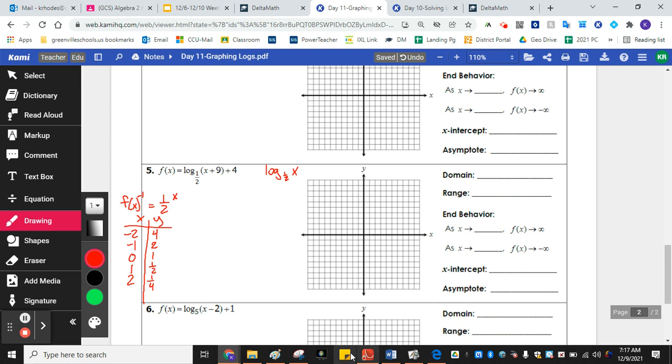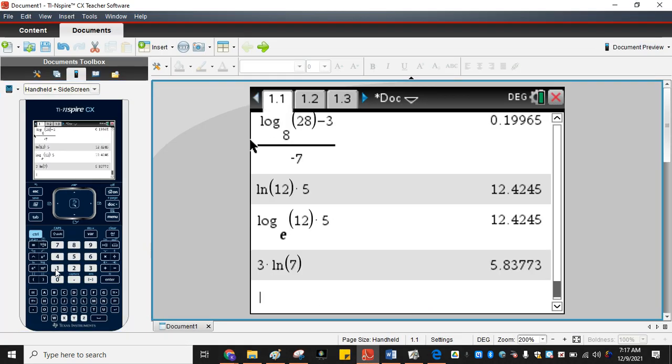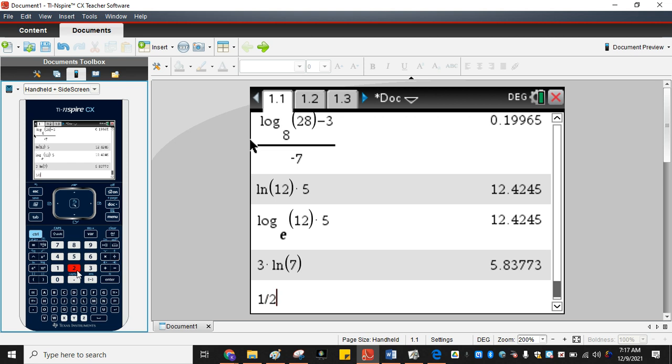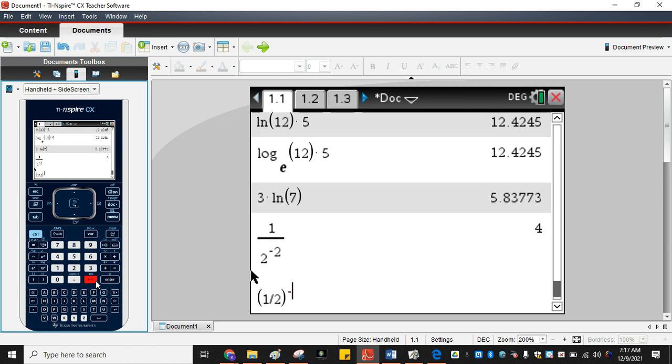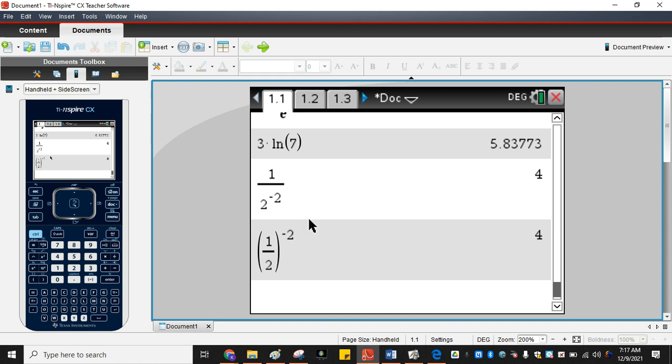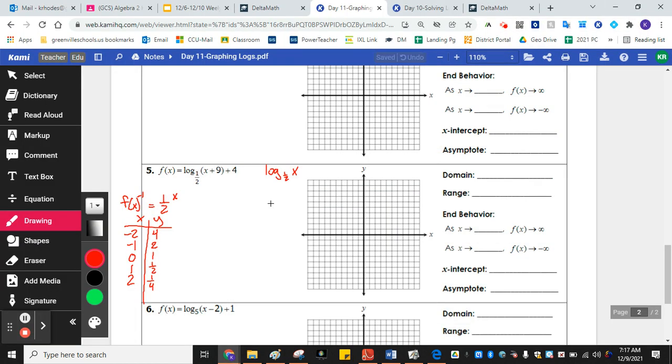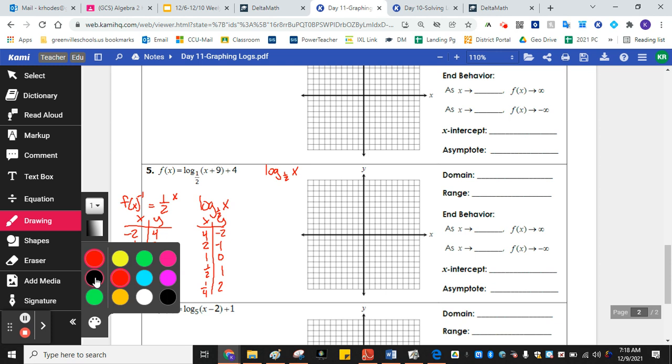And you can put in the calculator, 1/2 to the -2. Okay, so that's your inverse. So then log base 1/2 of x, you flip them: -2, -1, 0, 1, and 2. And then we have to do the transformations.